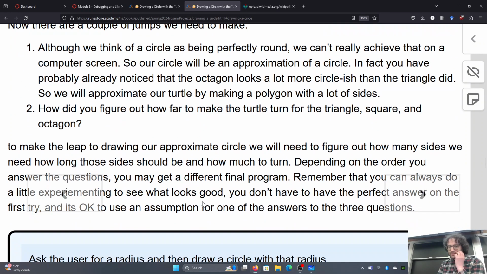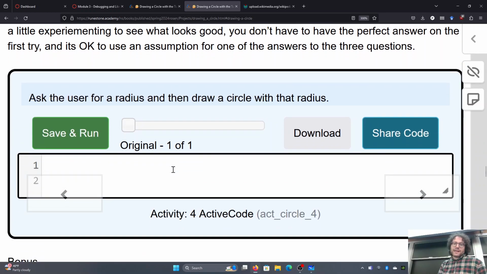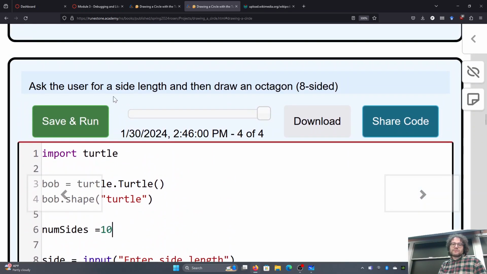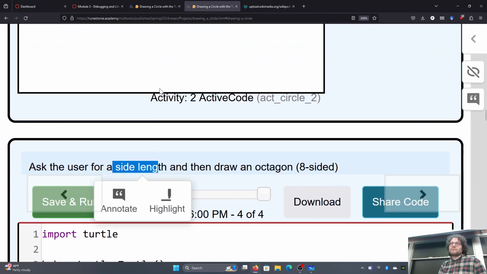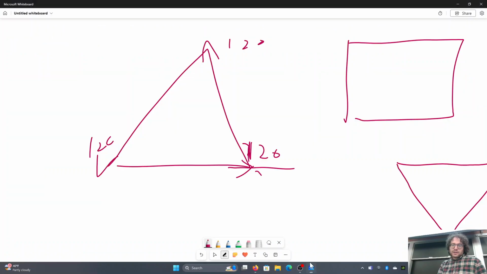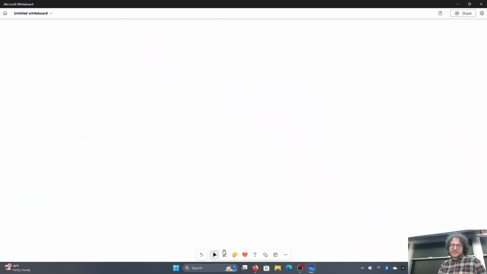So now our question: ask the user for the radius and draw a circle with that radius. So there's the kicker. Because what are we asking for in these problems? Side length. What are we asking for here? Radius. And in case you're like me and sometimes a bit slow on the uptake on that, because I certainly am, I didn't realize that the first time I was programming.